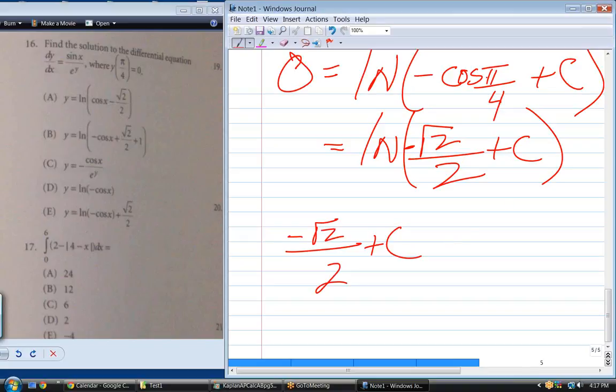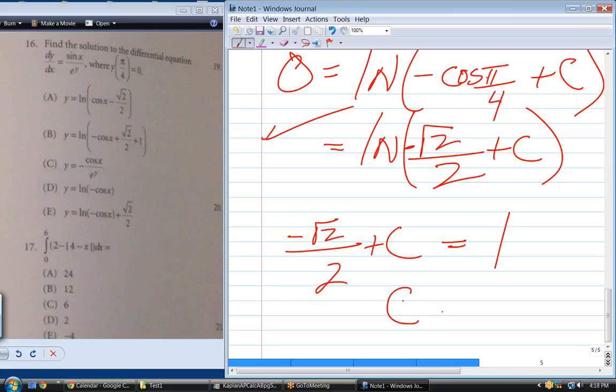The natural log of 1. Log of 1, no matter what base, is equal to 0. In other words, log base 7 of 1 is 0. Log base 10 of 1 is 0. Natural log of 1 is also 0. So, in other words, I need this to be 1 for this equation to be true. And so now I can solve for C.